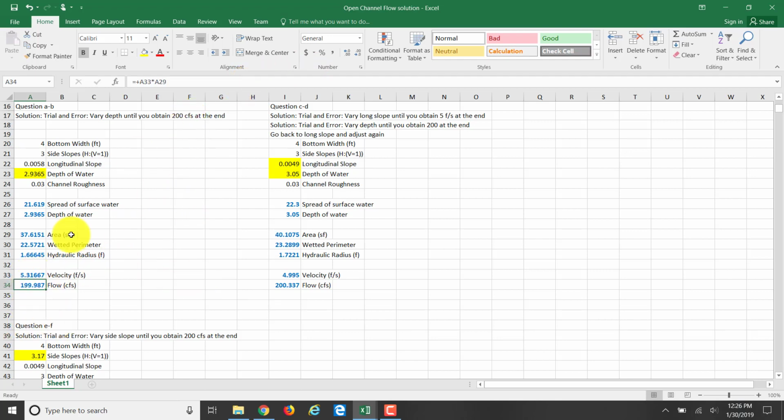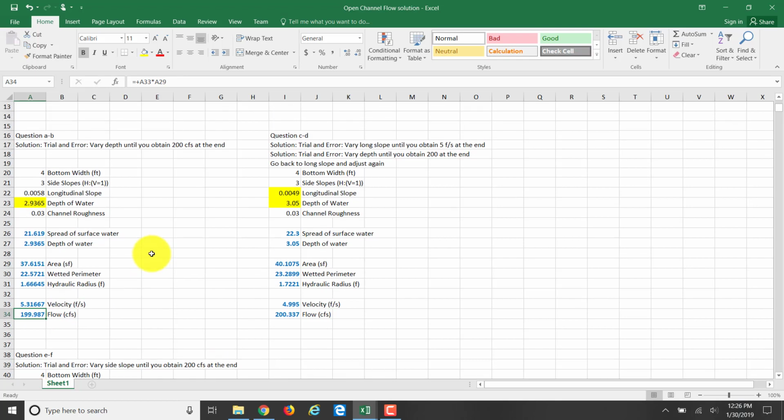And down over here, now I'm just taking the area of flow, which is cell A33, which is, sorry, that's the velocity, times A29, which is my area of flow. So I have my velocity and then the area that the flow is going through. And that gives me my volumetric flow in cubic feet per second. So that's how I get a trial and error solution for the first part of it.